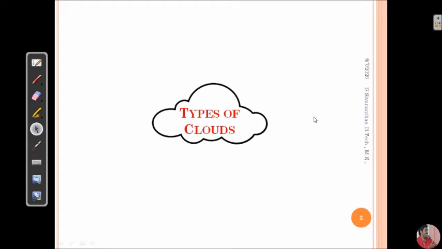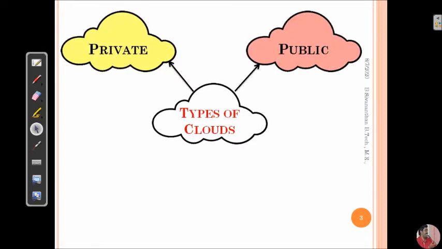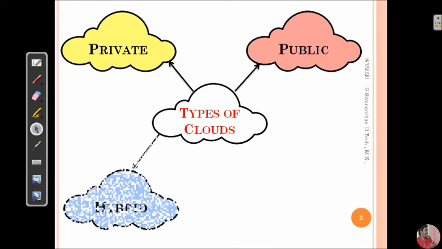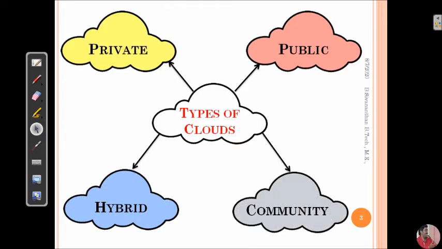Coming to the types of clouds, we have four types of cloud. The first one is the private cloud, the second one is the public cloud, the third one is the hybrid cloud, and the fourth one is the community cloud.